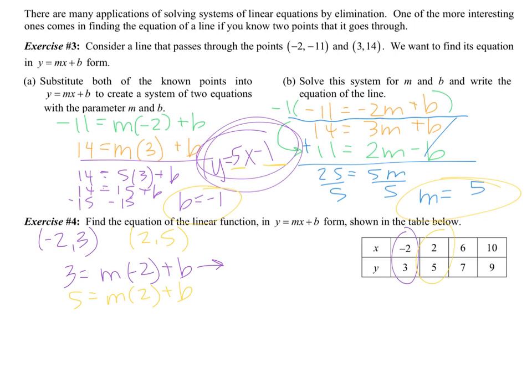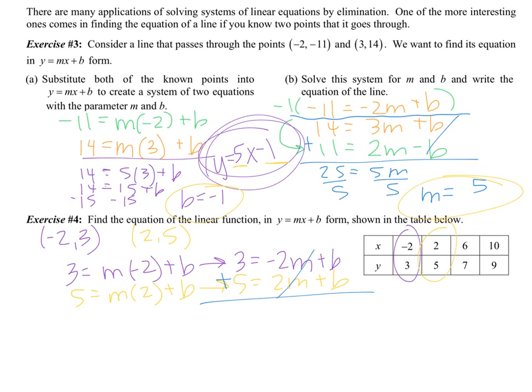So our first equation, 3 equals m times -2 plus b, and 5 equals m times +2 plus b. We're going to rewrite them. 3 equals -2m plus b, 5 equals 2m plus b. By rewriting them, it's a little bit easier to see that we can already eliminate the m's. So 3 plus 5 is 8. Oops, might help if I have the right writing utensil. 3 plus 5 is 8. The m's are gone, and I have 2b. Divide by 2, and our b equals 4.